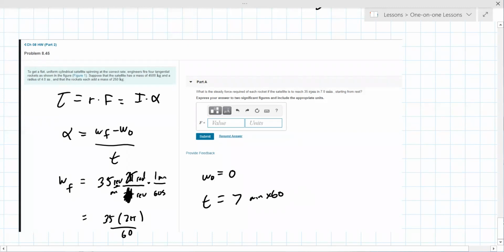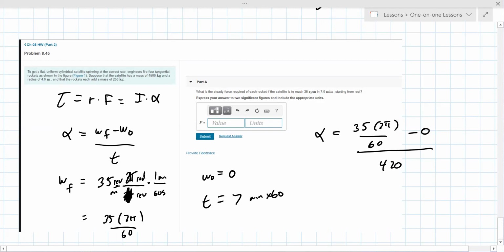So alpha, we need alpha to get this thing because you're trying to find the force, and your force is I alpha over R. So from this first equation, alpha is 35 times 2 pi over 60 minus 0, all over 420 seconds. So that's a number. That's alpha.